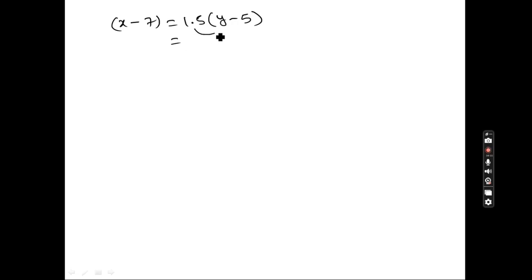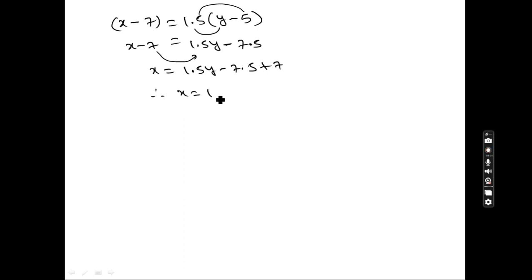Simplify. So 1.5 into y, 1.5y. So plus into minus, minus 1.5 into 5, so it will be 7.5. This will be 7.5. So this side, what is there? X minus 7. If minus 7 comes to this side, it will become plus 7, so x plus 7 is equal to 1.5y minus 7.5 plus 7. Therefore x is equal to 1.5y minus 0.5. So this is the regression equation of x on y.